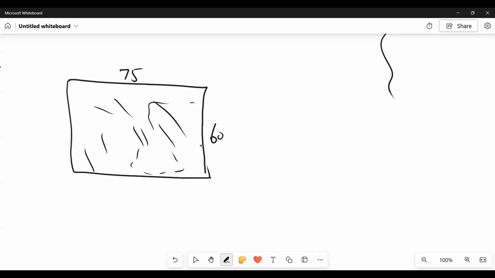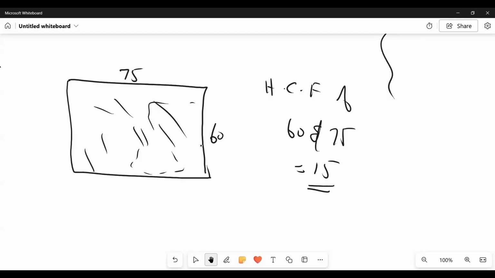So basically, this is an HCF problem. What you need to find is the HCF of 60 and 75, which is, again, I think it's 15, right? Same 15. Is it?